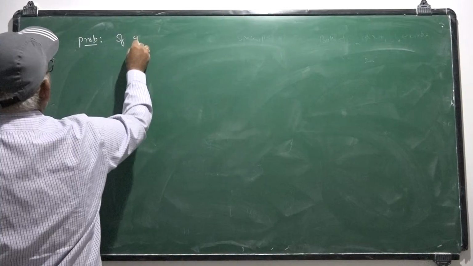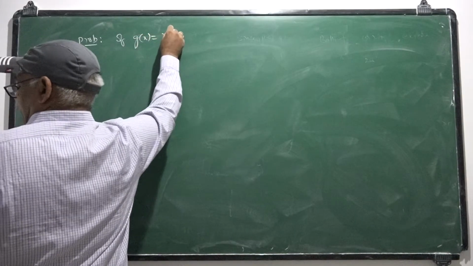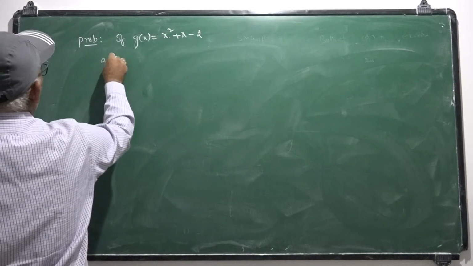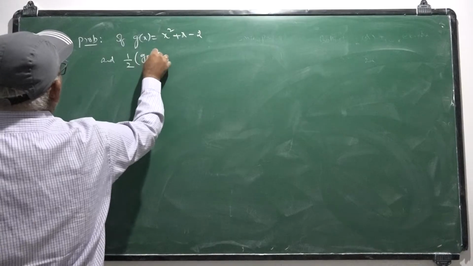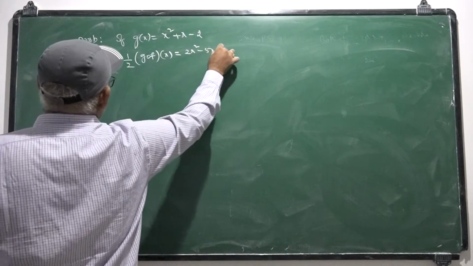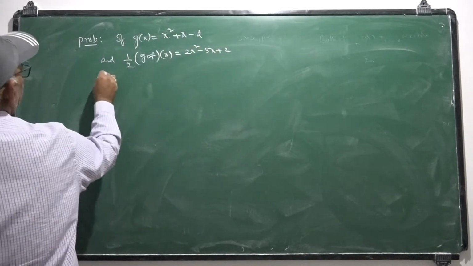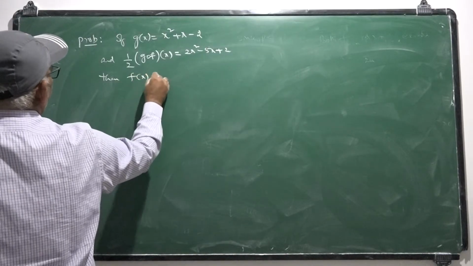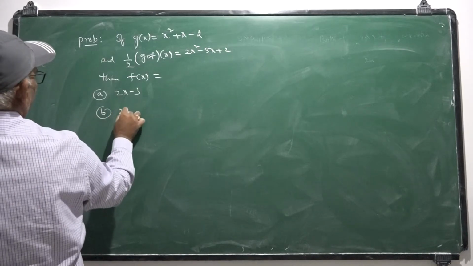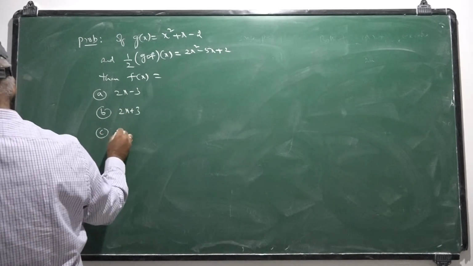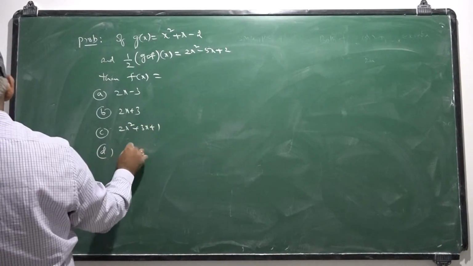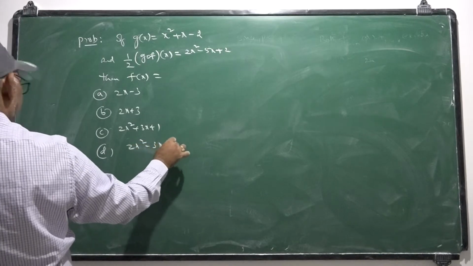If g(x) equal to x square plus x minus 2 and 1 by 2 into g circle f of x equal to 2x square minus 5x plus 2, then f(x) is equal to, the options are 2x minus 3, 2x plus 3, and the third one is 2x square plus 3x plus 1, and the fourth one is 2x square minus 3x plus 1.